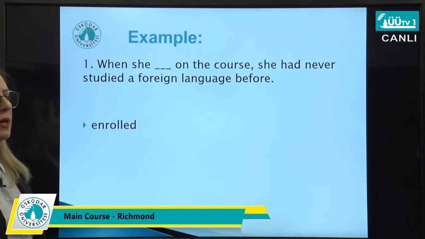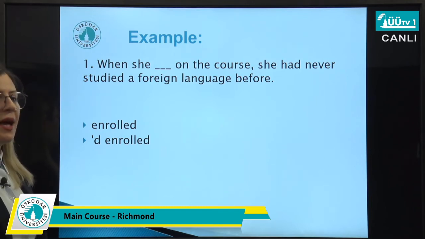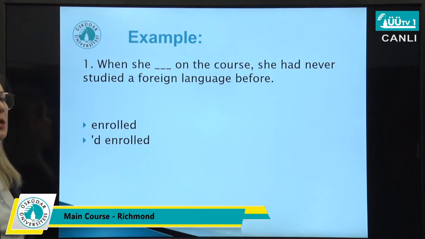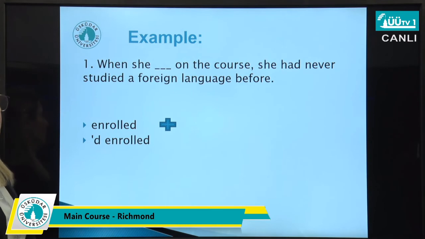When she enrolled, or when she'd enrolled, so the second one is the short form for had enrolled. When she enrolled on the course, she had never studied a foreign language before. What do you think? What is the correct answer? Let's think about it. All right. Yes, when she enrolled.